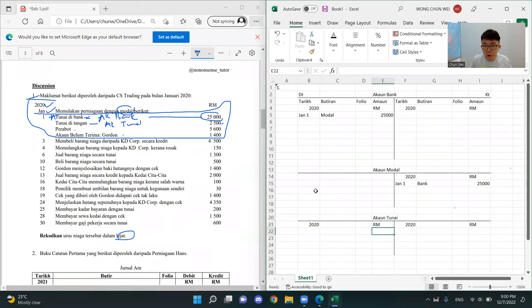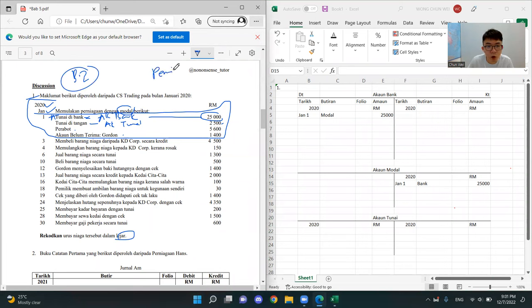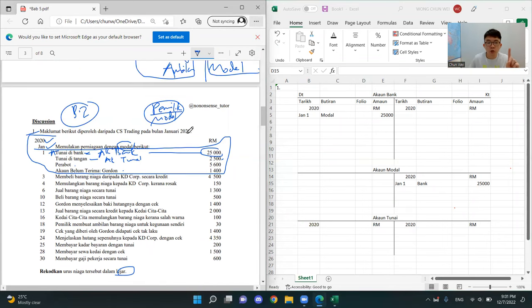Another way to look into it is, you memulakan perniagaan. Let's say this is the perniagaan, business. And then this is the pemilik, the owner. So when we say pemilik means this is the modal, right? So when pemilik memulakan perniagaan, pemilik akan membawa masuk duit.